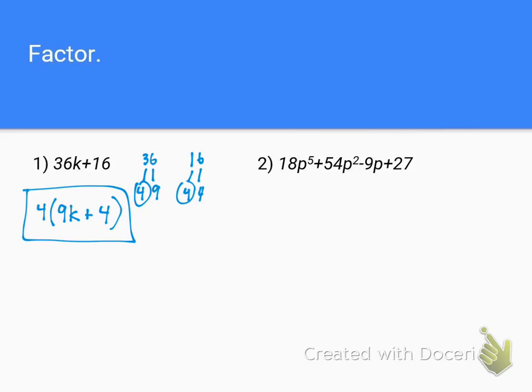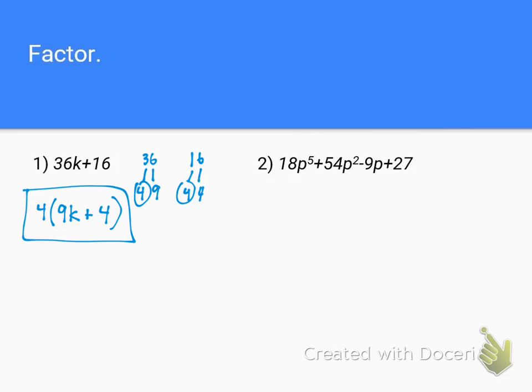I know I did it correctly because I can still check my work. If I were to multiply this out or distribute the 4 here, wouldn't I still get my original problem? Would you agree? What's 4 times 9K, everyone? 36K. 4 times 4 is? Good. Did I get my original problem? So we want to check our work. That's how we do number 1.